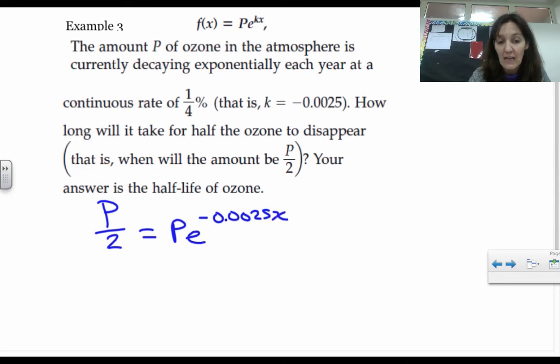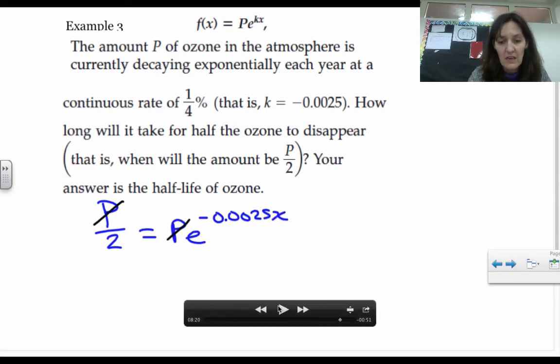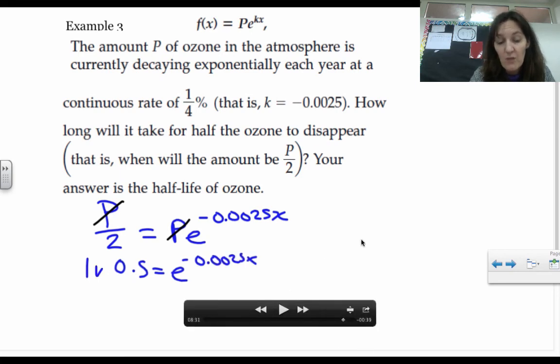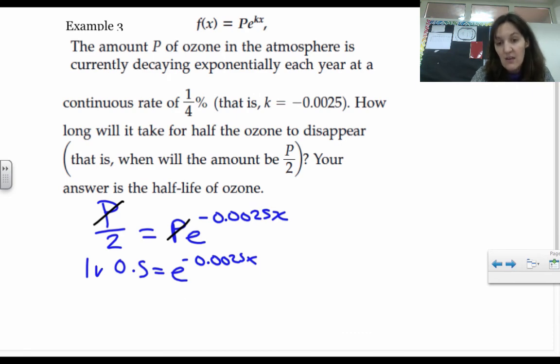We don't have to because, notice I plugged everything into the formula, so the k became this. There's k, and so P over 2. So now I can cancel out the P's because they're on both sides. And I have 0.5, or 1/2, equals e to the negative 0.0025x. Now, this is one situation where it would not make sense to use the log. You want to use natural log because natural log of e cancels it out.